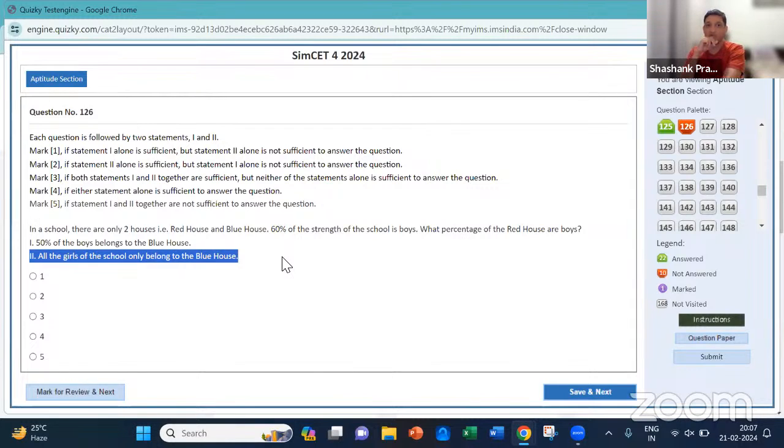50% of the boys belong to the blue house. So 30% will go there, but we don't know. So I think only 2 is sufficient.